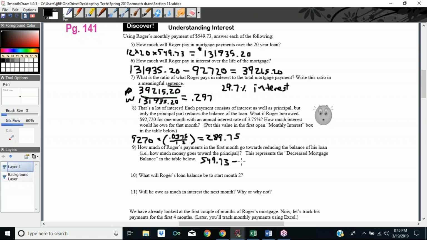$549.73. And the interest was $289.75. So how much went towards reducing the balance? Subtract those, $259.98. So that 92,720 would be reduced by $259.98. So his new loan balance would be 92,720 minus that, which is 92,460.02.